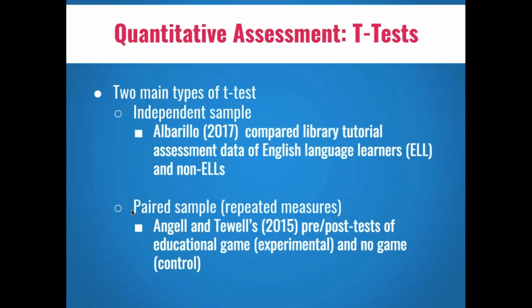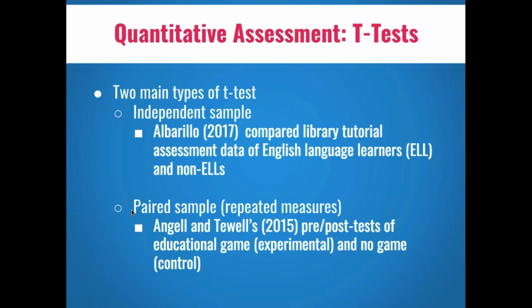An example from the library literature can be found in a recent article by Alberillo. He used independent sample t-tests to compare assessment data from a library tutorial among English language learners and non-English language learners. He found that on average, non-English language learners received higher scores on the measurement, but English language learners reported it as more useful.